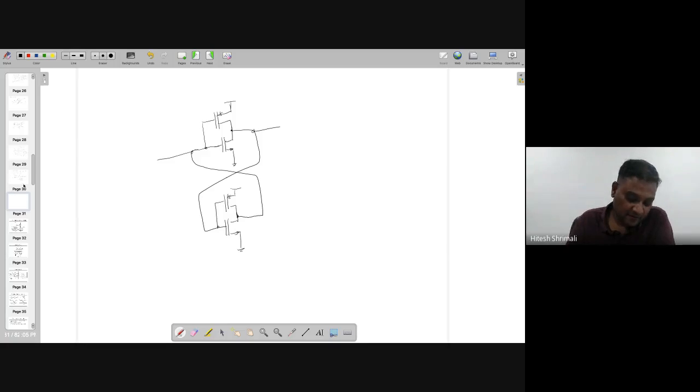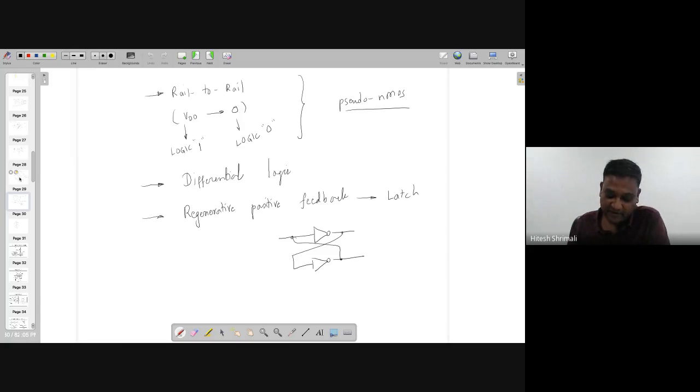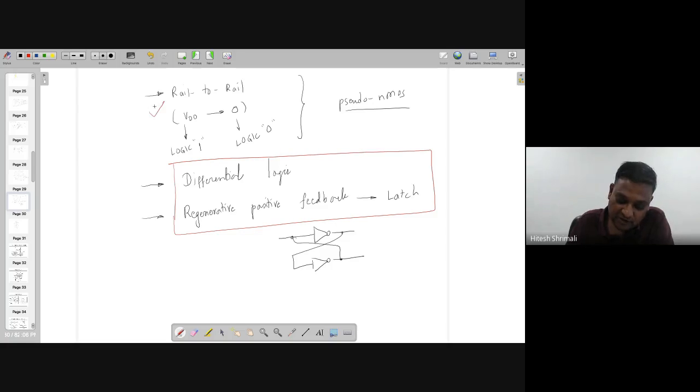Okay, so that is our agreement, that we are going to use these two things at a time so that we can have rail to rail logic and VOL is as low as 0 volt. So this is what we want.